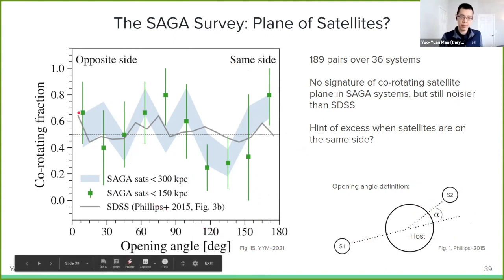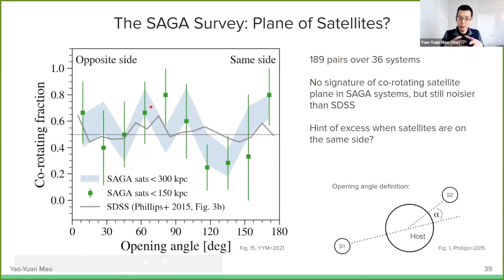You can see the SAGA points in green and blue bands. They are just satellites in the inner region or the outer region. We don't really see a very strong signal, as you can see. There seem to be some, actually, this is a plane of satellites or more like co-rotating pairs. We see a few satellites that are really close by, and they are moving in the same direction.